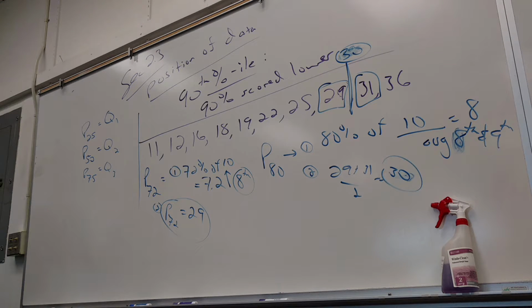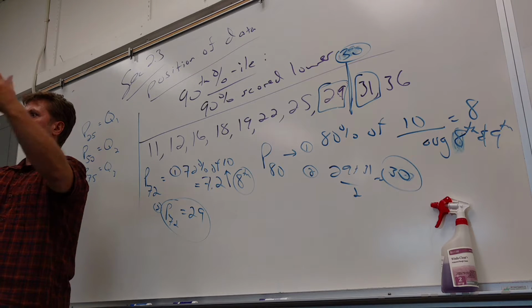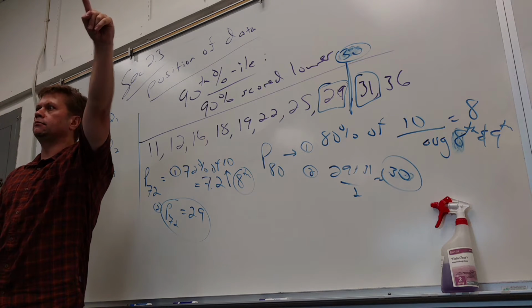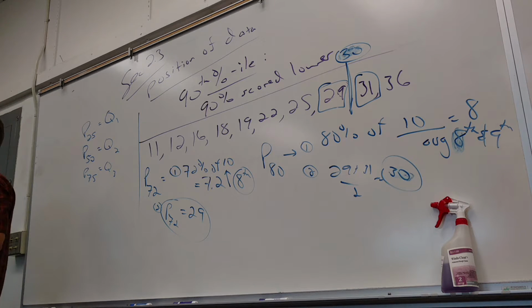So again, allow it to make sense that if I want the number that has 25% of the data below it, I'm going to go 25% of the way into my list. So the first step for this guy is 25% of 10. If my list was 80 numbers long, I would do 25% of 80. The second step is just an adjustment. Is it a whole number or is it a decimal?